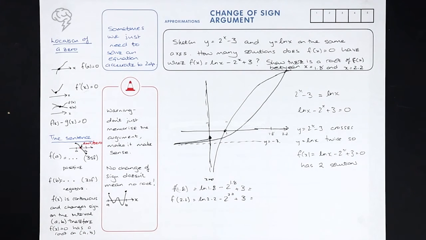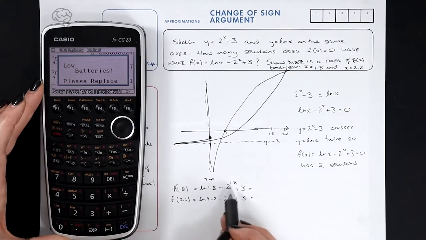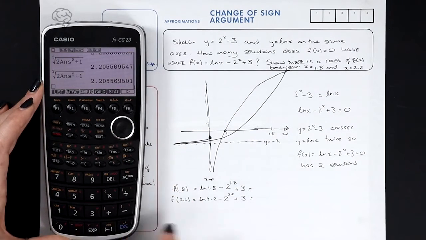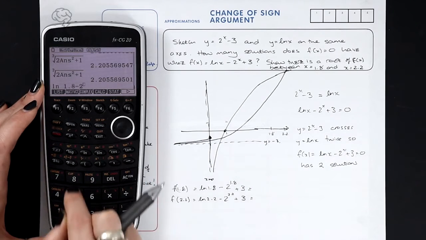And when you do this, make sure that you make it very clear what you're subbing in. Don't just write f of 1.8 is, yes, low batteries, I know. Actually write down what you're subbing in, because then I can give you marks. I can't just give you marks if you just write numbers down, because I don't know what you're doing.